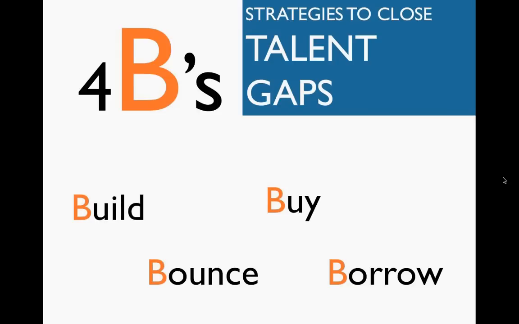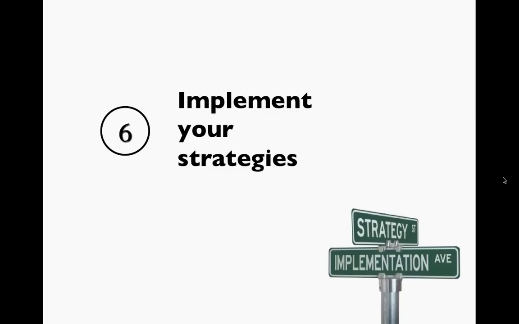And the last would be borrow. This is a procurement contingent strategy, or what you call contract labor. This is increasingly popular for new ventures because it is highly flexible and you can try before you buy. So, which one is best for you?